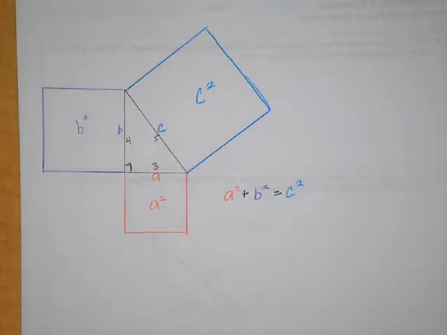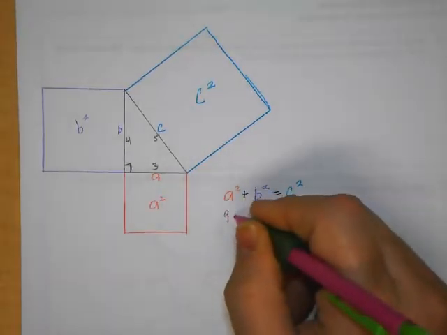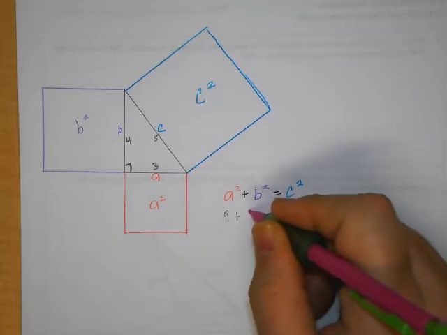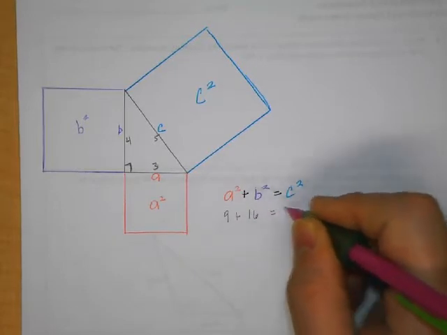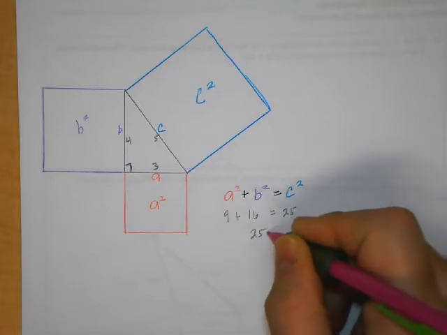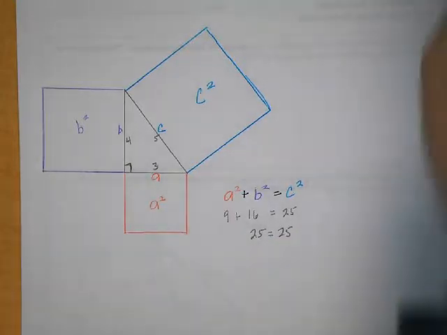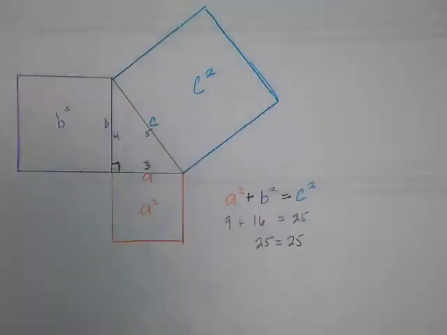And that is exactly what we're seeing here, because if I take the 3 and I square it, I get a 9. And if I take the 4 and I square it, I get a 16. And if I take the 5 and I square it, I get a 25. And 25 is indeed equal to 25. And that's what we do with the Pythagorean theorem.